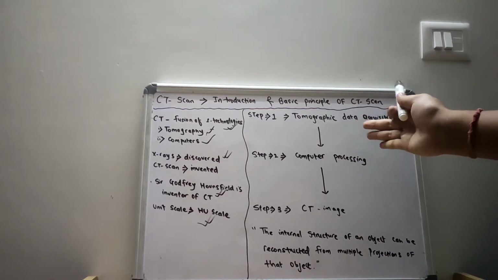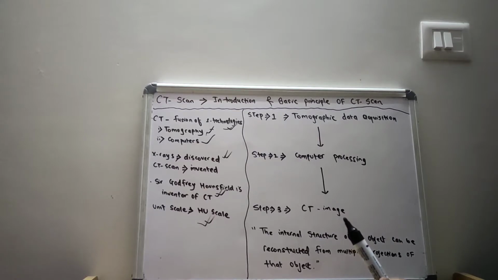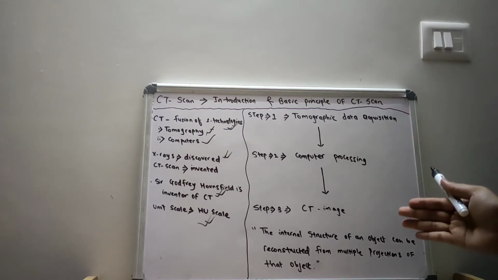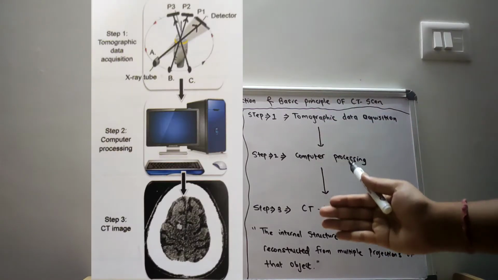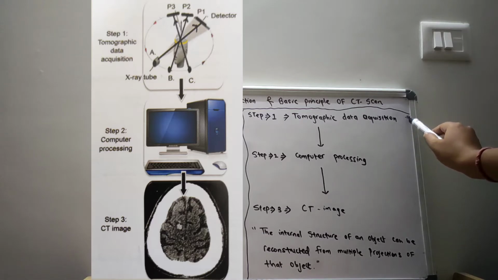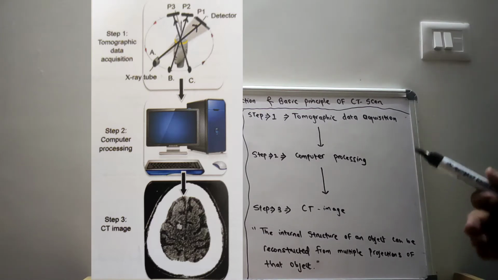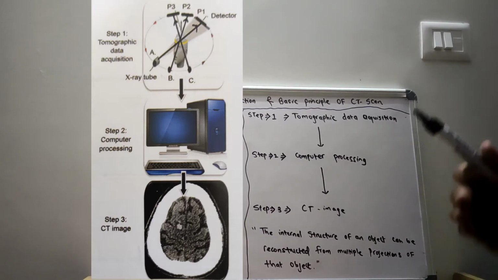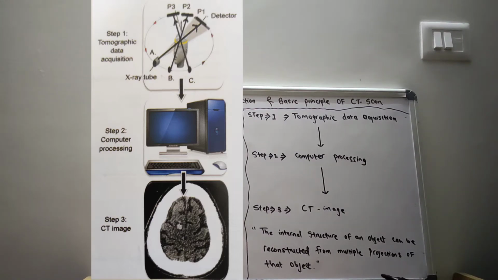So apart from the introduction, let us move towards the basic principle of the CT scan. You can see here the flow chart, and you can also see the picture of the basic principle of the CT scan. First, let us discuss the stepwise principle of the CT scan. First is the tomographic data acquisition, another is the computer processing, and step 3 is the CT image.